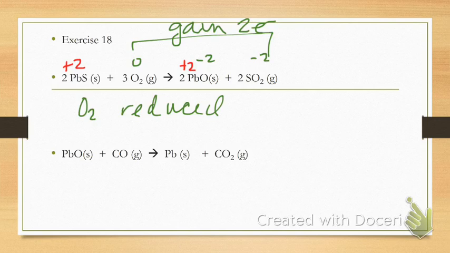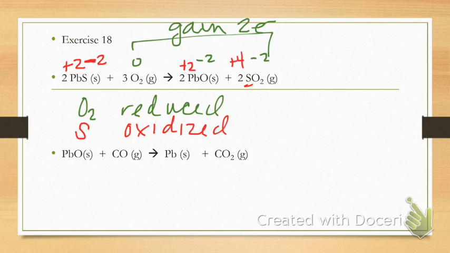So sulfur is going from a -2 here to what over here? That doesn't look like a negative. Let me make sure you see that's negative. So what is sulfur over here? +4. So it definitely lost some electrons. So the sulfur is oxidized. Okay?